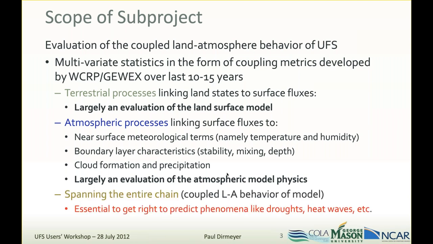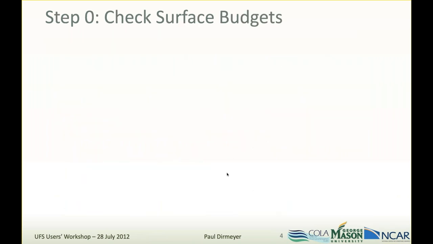And so spanning the entire chain is really looking at this entire linkage all the way from things like soil moisture through to precipitation and cloud development. And it's essential to get right, to predict phenomena like droughts and heat waves and so forth, because you've got to have all the pieces in the chain working correctly. If one of them's not working, then the whole system will break down and it will affect the skill.